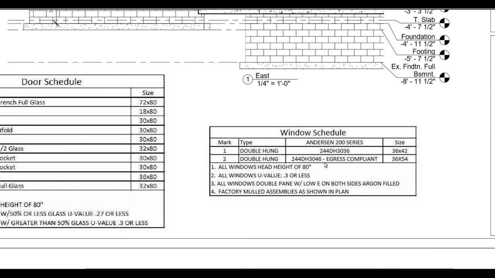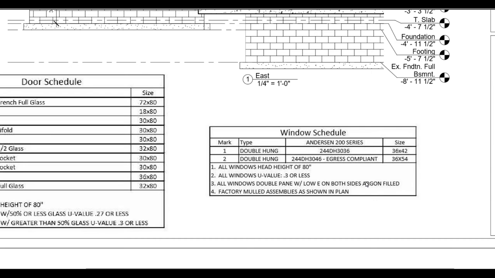And this window is going to be egress compliant, which basically means that it meets all the requirements for egress or escape, emergency escape from the building through the window. So some other notes here, we have some U-value information for the windows as well, and this may or may not have changed with the current code.